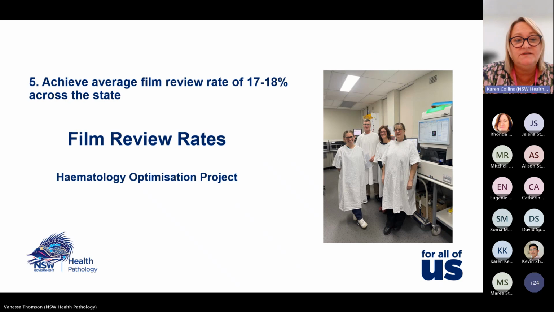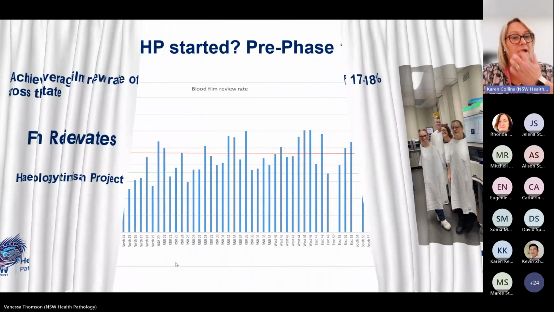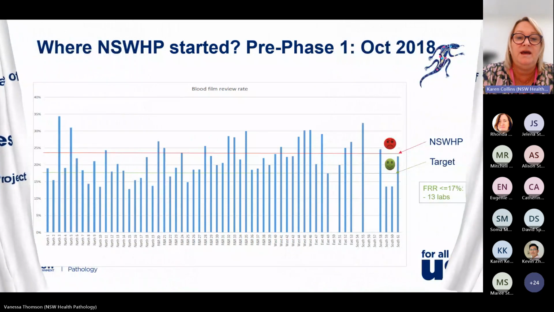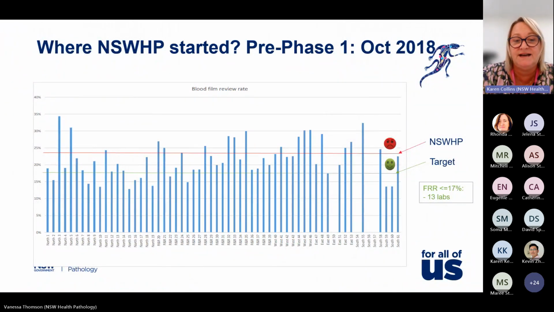And objective number 5 was to achieve an average film review rate of 17 to 18% across the state. So where New South Wales Health Pathology started, which was pre-phase back in October 2018, the average film review rate was almost at 25%, which was a long way from the target of 17 to 18%. And at that point, only 13 out of the 61 labs had a film review rate of less than or equal to the proposed target of 17%.